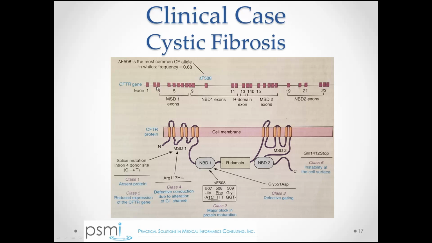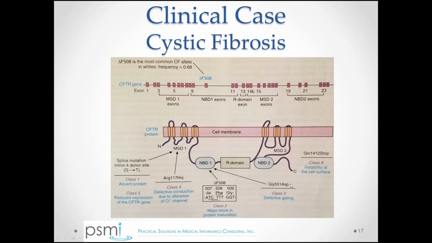We see the exons here. So again, the different types of mutations that are described for cystic fibrosis have been broken down into 6 classes. Class 1 are the absent proteins. Class 2 is significant for a couple of reasons. One is because this is the most common mutation, where there's simply a major block in the protein maturation. The protein is produced, but it's degraded in the Golgi apparatus, and it doesn't therefore serve any function whatsoever.